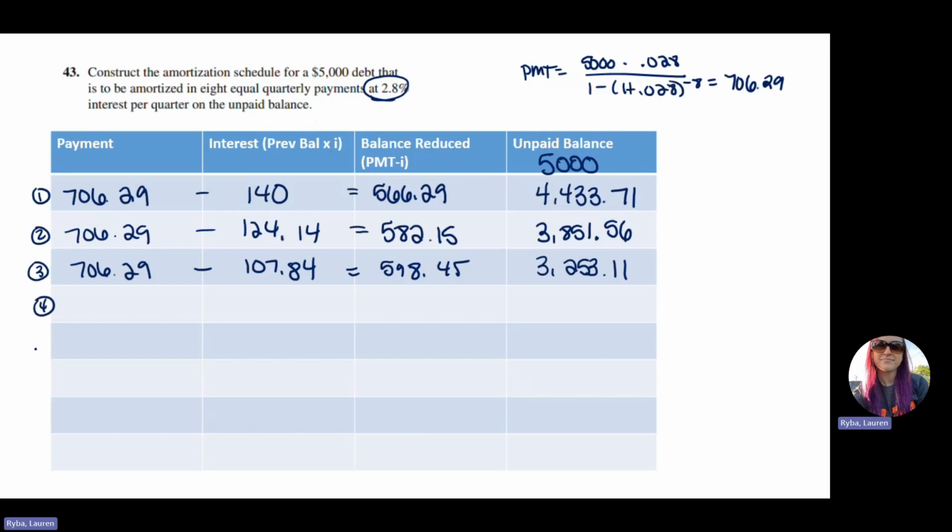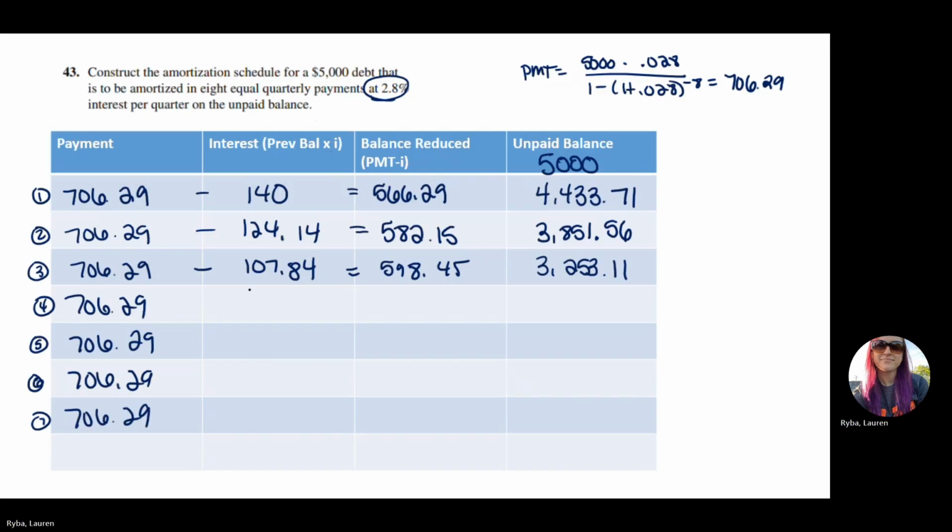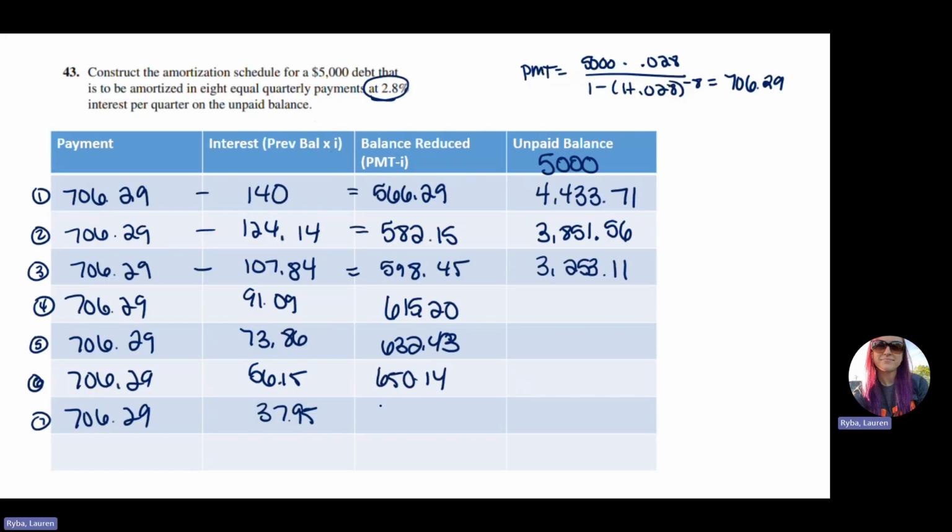Okay, I'm not going to make you go through all of these here. So I'm going to fill in the table for the next 4 rows. Again, it follows the same process every time. So 9109, 7386, 5615, 3795, 61520, 63243, 65014, 66834.